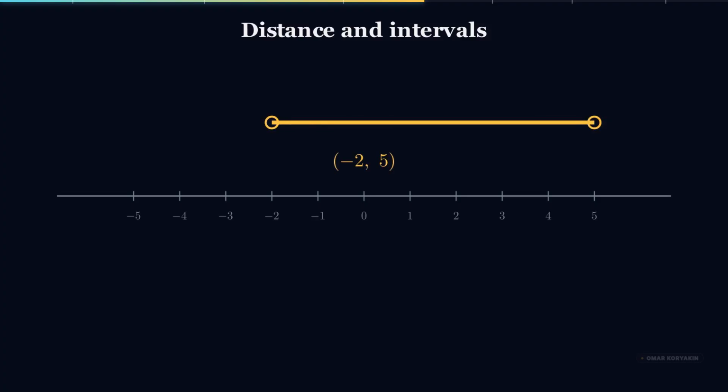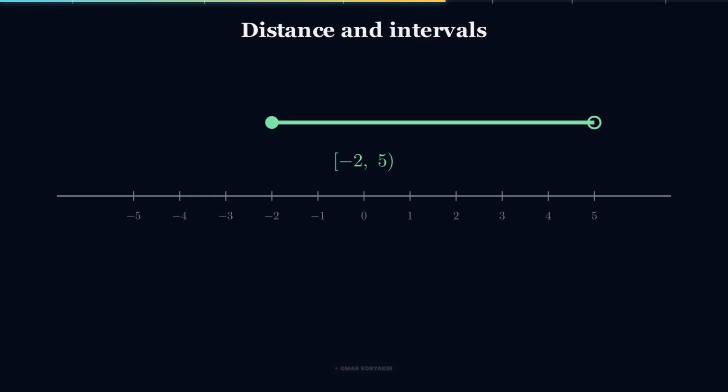Next, the open interval from negative 2 to 5. The blue segment fades out, replaced by a yellow segment with hollow yellow rings at both ends instead of solid dots. The label reads parenthesis, negative 2, 5, parenthesis. Both round parentheses mean the endpoints are excluded. The set contains every number strictly between negative 2 and 5, but not negative 2 itself and not 5 itself.